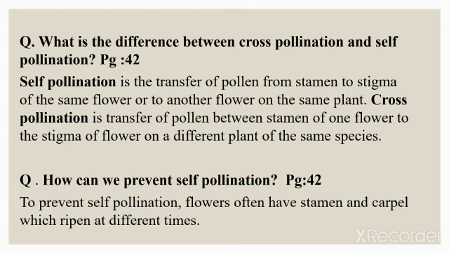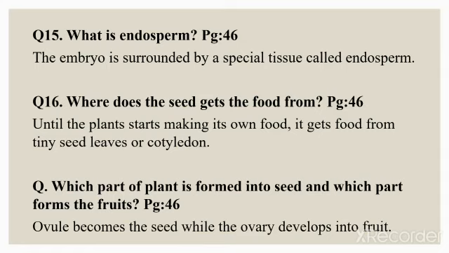Now the next question is on page number 46. What is endosperm? The embryo is surrounded by a special tissue called endosperm. Next question is again on page number 46. Where does the seed get the food from? Until the plant starts making its own food, it gets the food from tiny seed leaves or cotyledon.